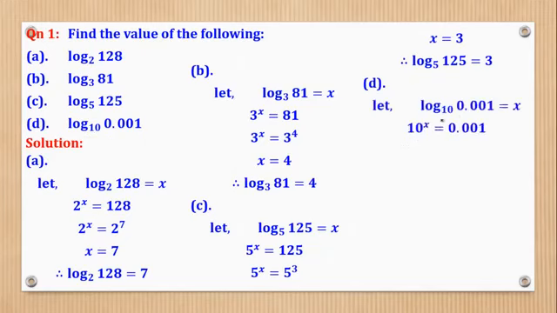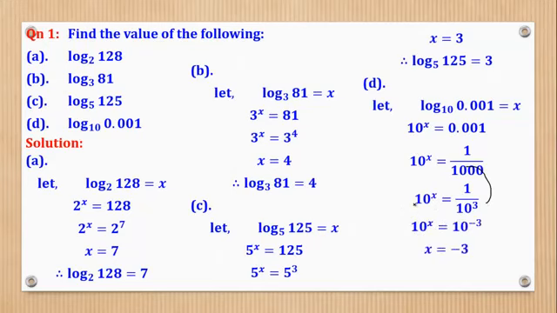So 10 to the power x is equal to this. Then this one, first we make it 1 over 1000. Then you express it in terms of indices. Then get the reciprocal, meaning that x is equal to -3. Therefore, the answer they want is -3. So that is what I wanted you to grasp in the introduction.